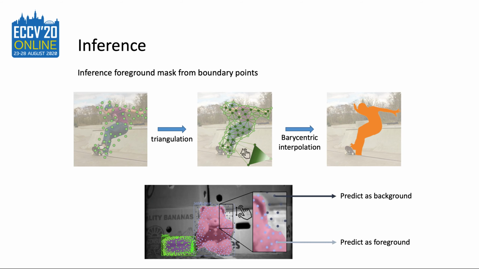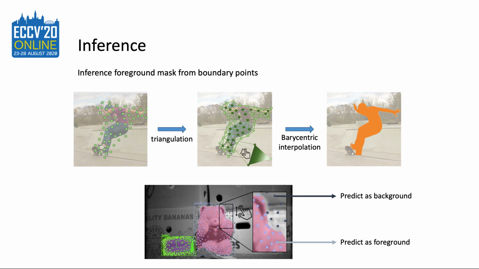Specifically, we first use Delaunay triangulation to triangulate the image space using the representative points. Then each pixel should fall in a triangle defined by 3 representative points. We use barycentric interpolation in the triangle to obtain the foreground probability for that pixel. In this way, we can generate the foreground mask.